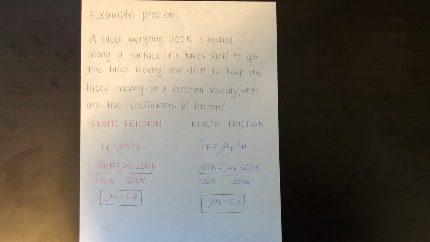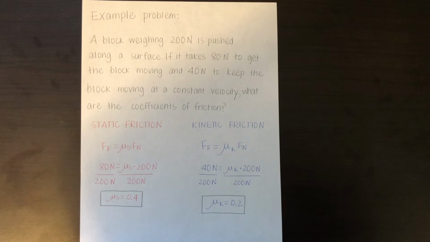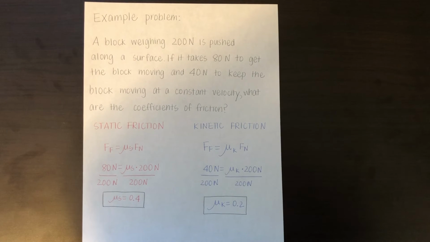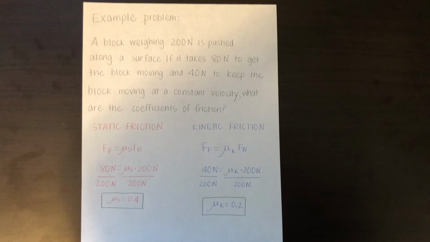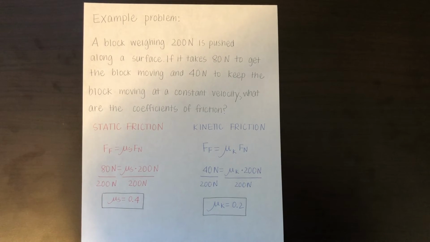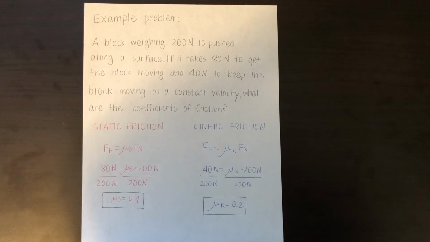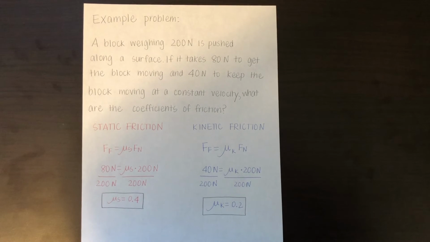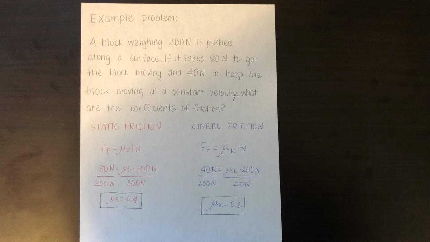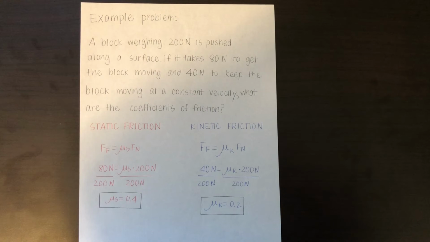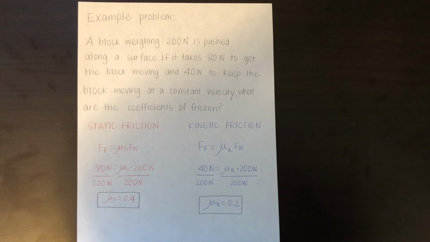There are no units. For the coefficient of kinetic friction, we need the force needed to keep the block moving at a constant velocity. This is given in the problem, 40 newtons. We plug 40 newtons in for F, or F sub F, the force of friction, and the normal force is still equal to the weight of the block, 200 newtons. After dividing both sides by 200 newtons, we calculate that the coefficient of kinetic friction is 0.2.